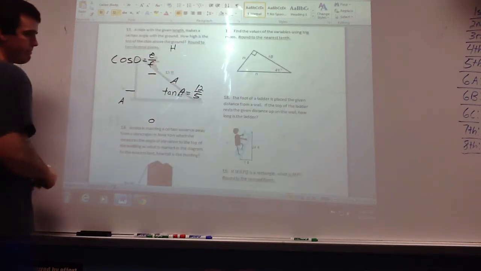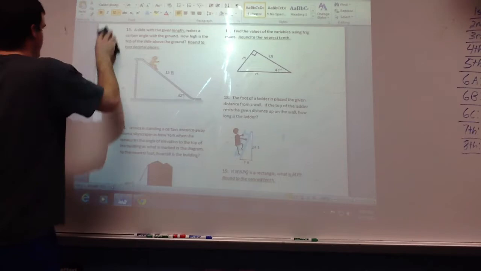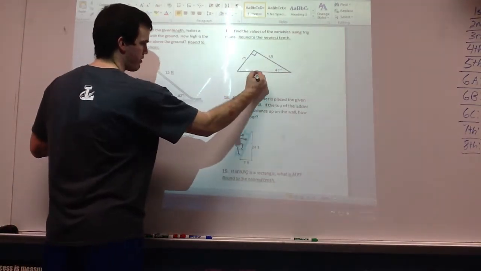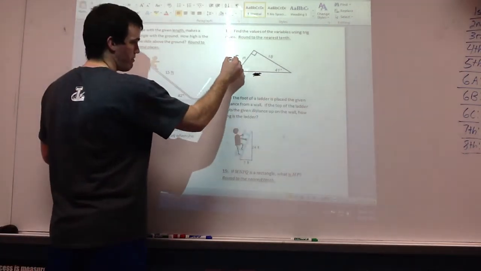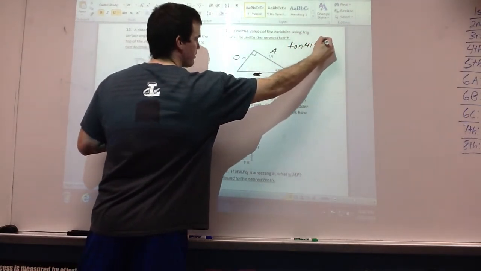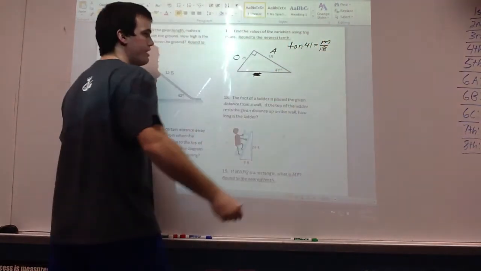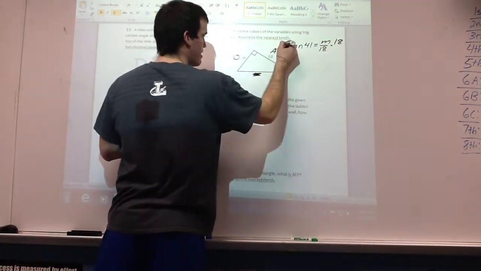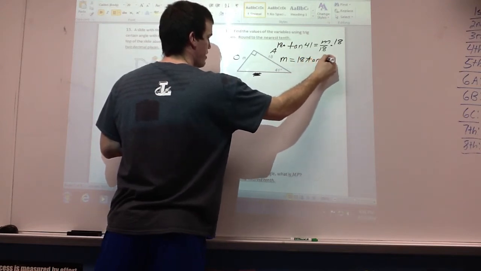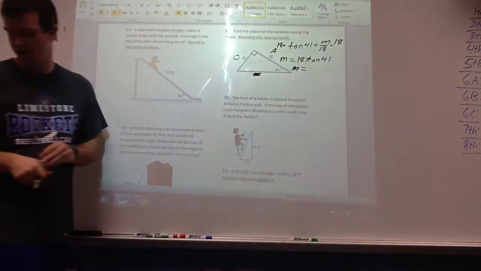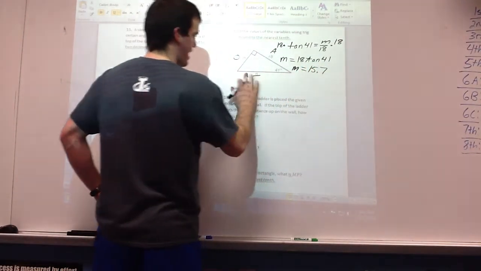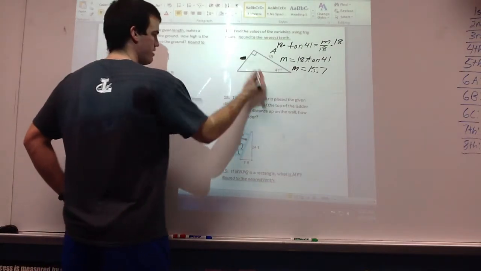Number 17 is a two-step problem. First, I'm just going to act like n is invisible, like n is not even there. So here I want to find m, there's my opposite, there's the adjacent, so again I'm going to use tangent. So tangent of 41 equals m over 18. To get m by itself, multiply by 18. So m equals 18 times the tangent of 41. So here m is going to equal 15.7.